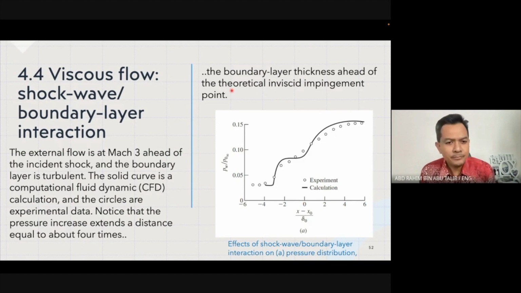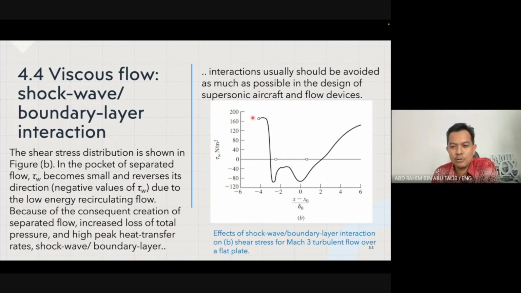So the external flow is at Mach 3 ahead of the incident shock, and the boundary layer is turbulent. The solid curve is from computational fluid dynamics. This is from simulation, theoretical calculation using CFD, and the circles are experimental data. Notice that the pressure increase extends a distance equal to about 4 times the boundary layer thickness ahead of the theoretical inviscid impingement point. If we look at the shear stress distribution as shown in figure B, in the pocket of separated flow, the shear stress tau W becomes small and reverses. You can see that it becomes small and reverses, and it increases back again.